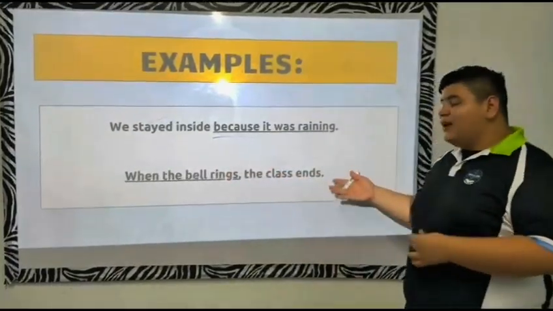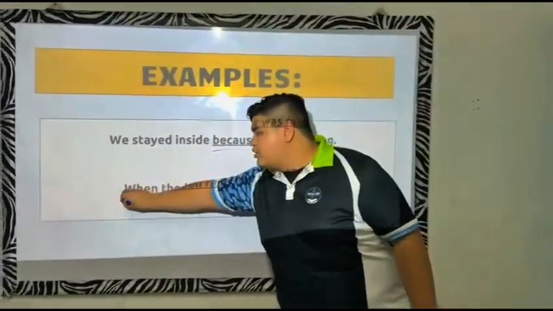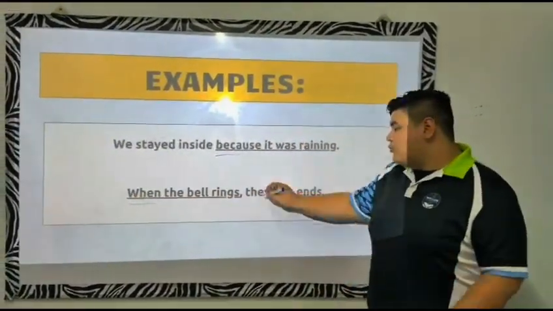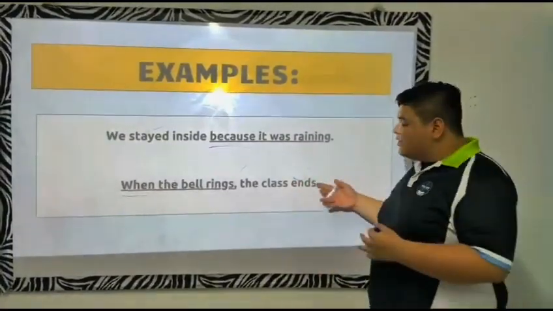When the bell rings, the class ends. The adverb clause is when the bell rings, and the subordinating conjunction is when. It modifies the word ends and answers the question when. When does the class end?